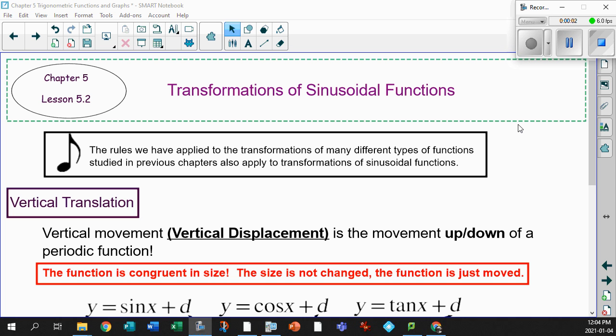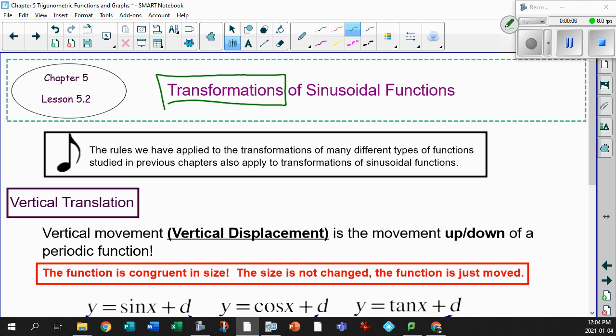Alrighty, sports fans, look at this. Transformations. You betcha. We have to know how to shift it up and down, left or right, stretch it horizontally, stretch it vertically. We've got to know all of these things here, folks. We've got to remember them because it's based on the same stuff you did before.